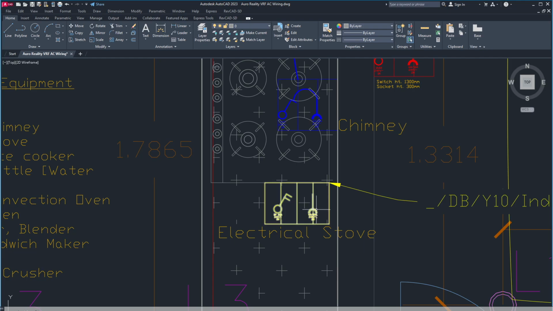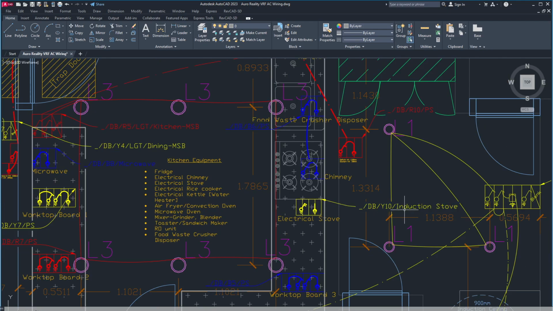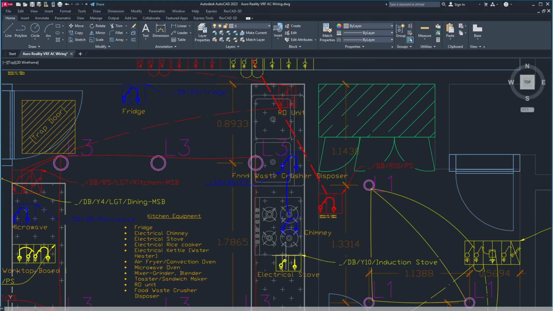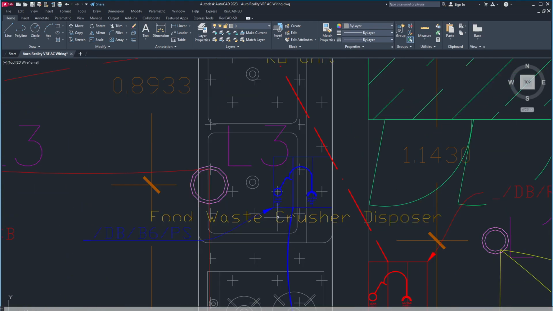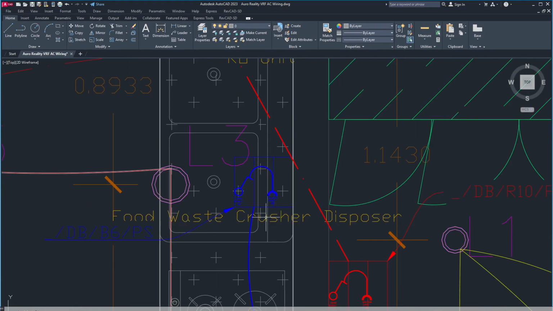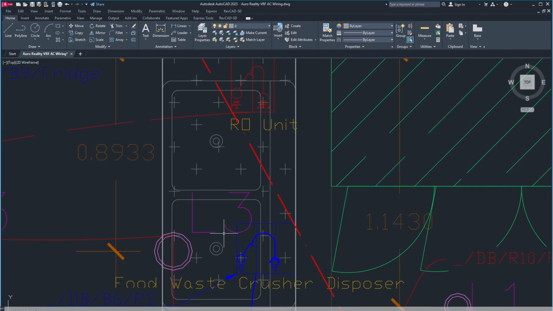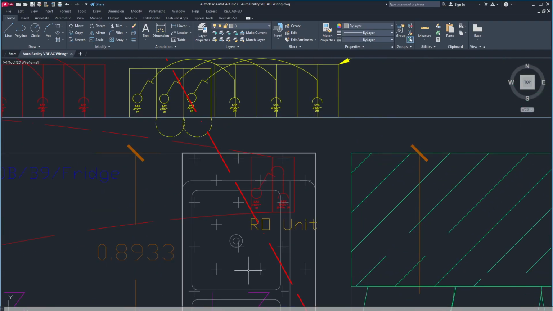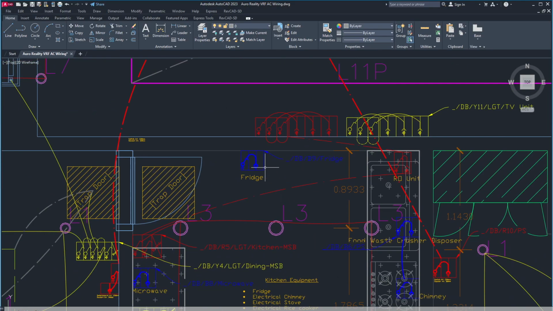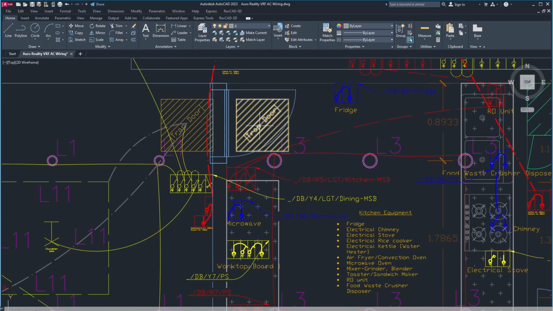Then this is for the electrical stove. This is for the chimney, and this is for the food waste crusher. That is a machine that comes under this sink that crushes the food and disposes it. Then there is the RO unit here, there is a fridge here, there is a trap door here.